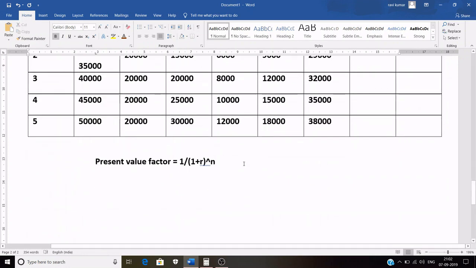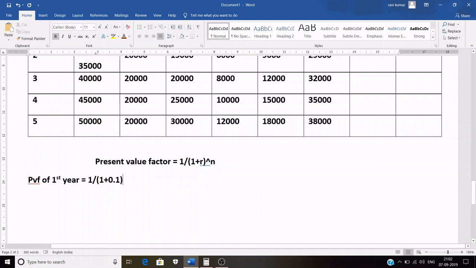So simply, if we calculate the present value factor of each year, like PVF of the first year, that would be 1 divided by 1 plus R, that is 0.1. 0.1 means 10%. You can write it in decimal here.